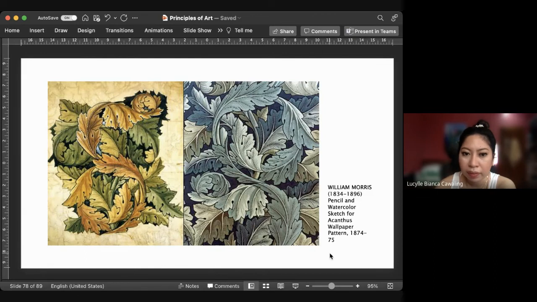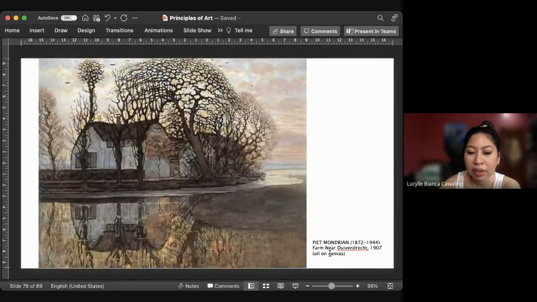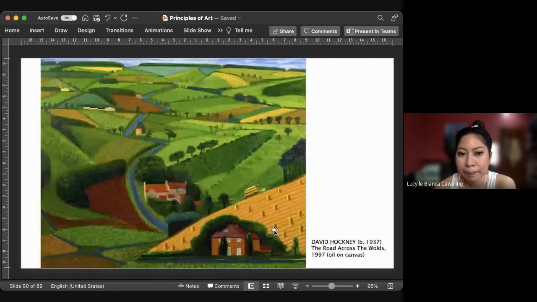So, and then pattern could also be made by brush strokes, or in a sense, it could also be applied to painting, not only on wallpaper and design. Just like this one, there is a pattern here, and this one as well at the bottom. And another one by David Hockney, The Road Across the Wolds.